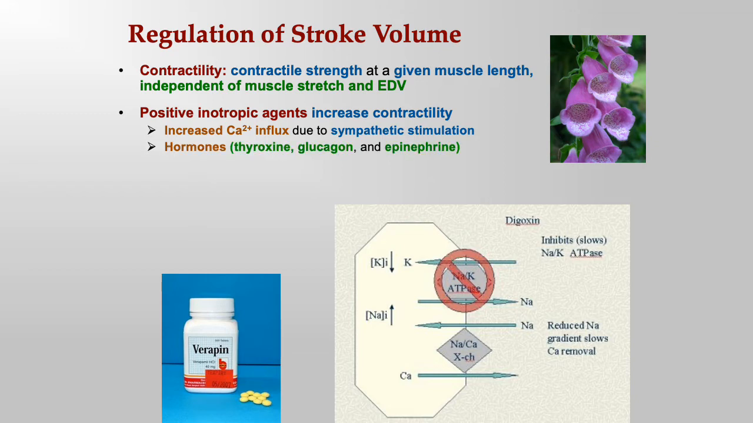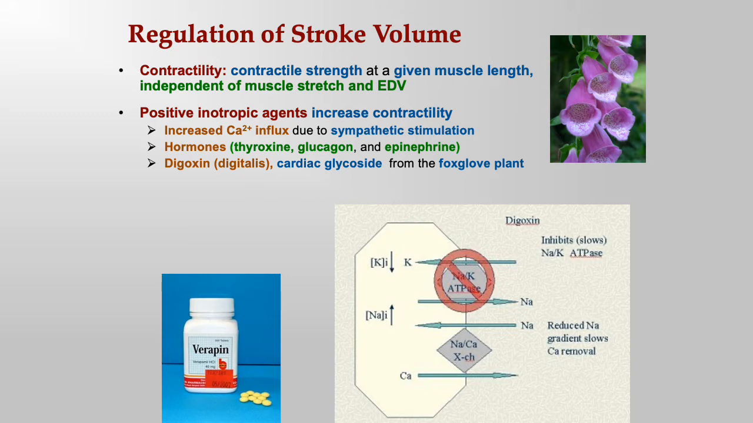Hormones like thyroxine, that's thyroid hormone, glucagon, as we'll see when we study the digestive system, glucagon is the antagonistic hormone to insulin. Glucagon raises blood sugar. And epinephrine. All three of those hormones increase contractility, all right? They all increase the forcefulness of contraction.